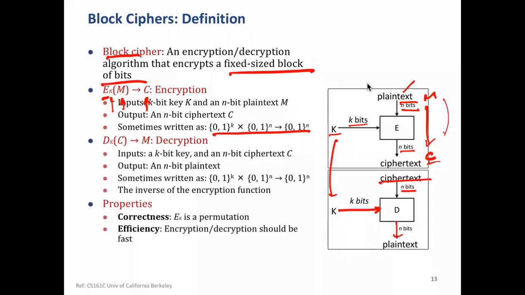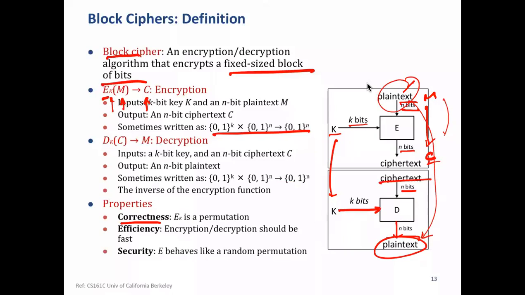So now it has to have three properties. First, correctness: whatever plain text you have encrypted, you should get it back after decryption. Only then can we say it's correct. Second, efficiency, which means it takes polynomial time. It shouldn't take exponential time, or in a practical sense, it takes at most a few microseconds. And third, security is that E behaves like a random permutation.